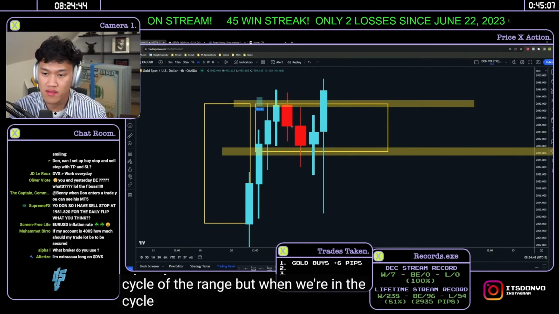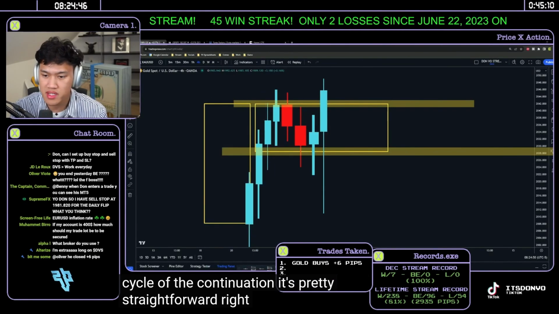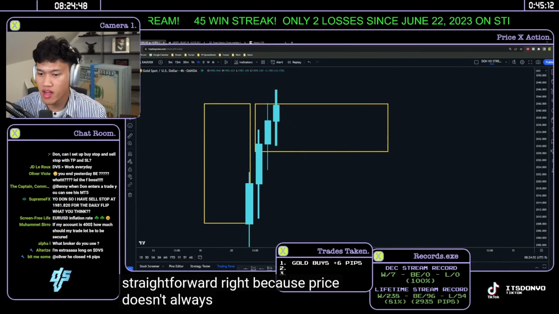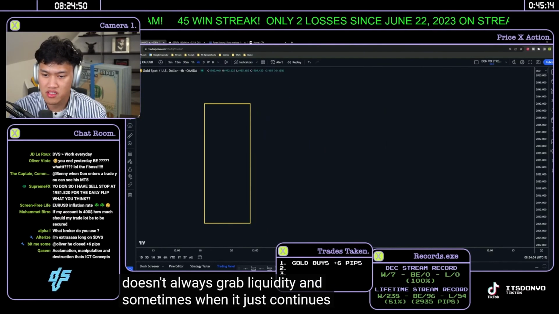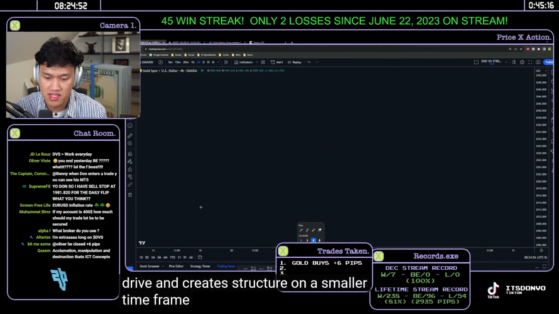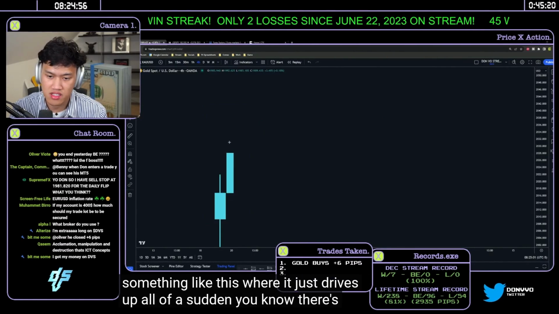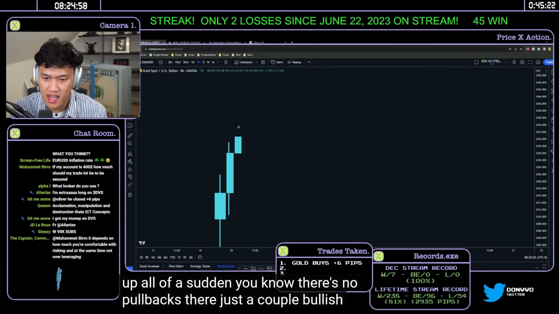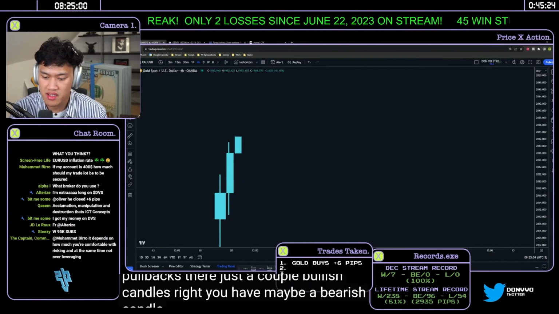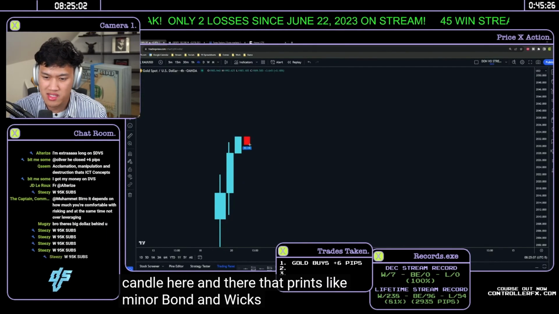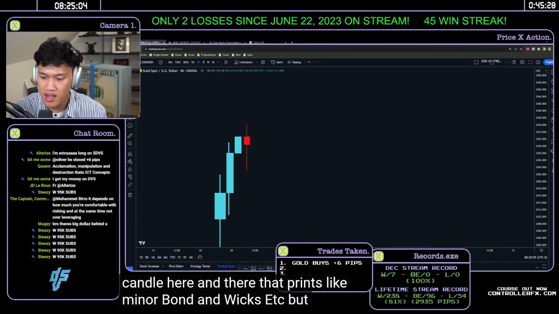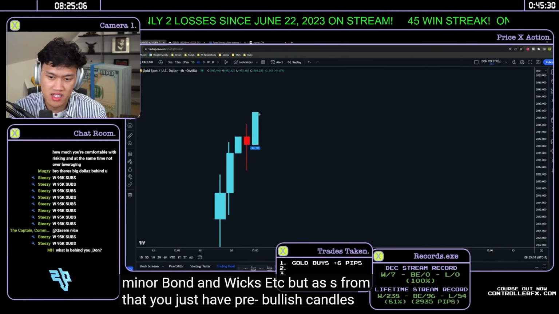But when we're in the cycle of the continuation, it's pretty straightforward, right? Because price doesn't always grab liquidity, and sometimes it just continues to drive and create structure in a smaller time frame. Let's say it does something like this, where it just drives up, all of a sudden there's no pullbacks, there's just a couple of bullish candles, right? You have maybe a bearish candle here and there that prints minor bottom wicks, etc. But aside from that, you just have pretty bullish candles at this point.